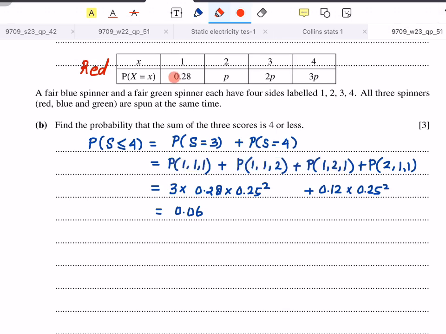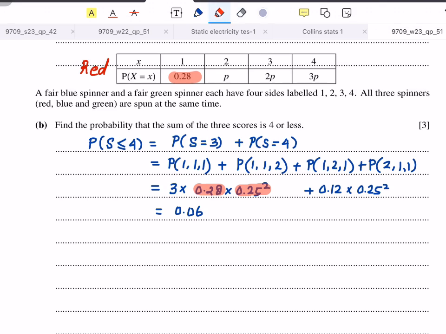And then these probabilities, P111, P112, and P121, have the same values. Probability 1 for the red spinner is 0.28, as you can see from this table. While for the blue spinner and green spinner, because they are fair, the probability of each outcome is the same, equal to 0.25. So this one we multiply by 0.25 squared and then multiply by 3, because 3 probabilities each have the same value.